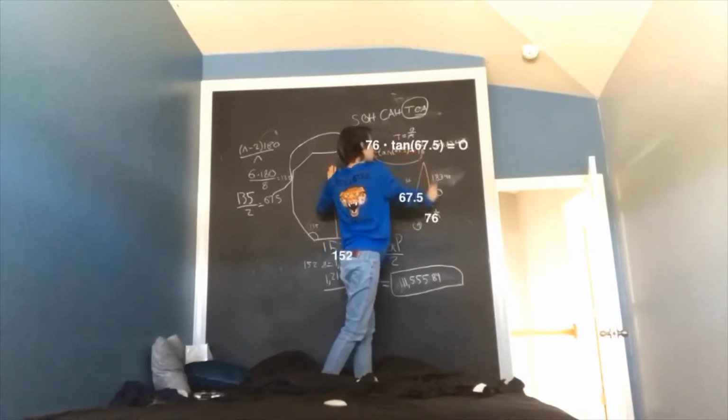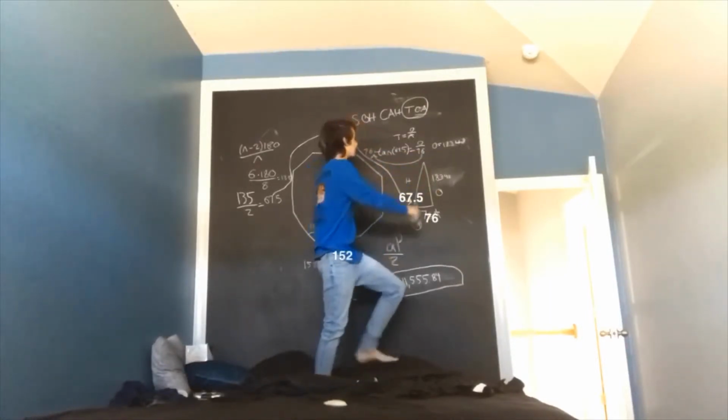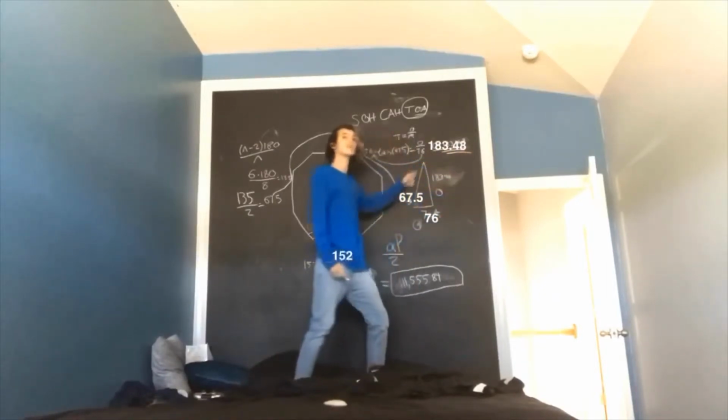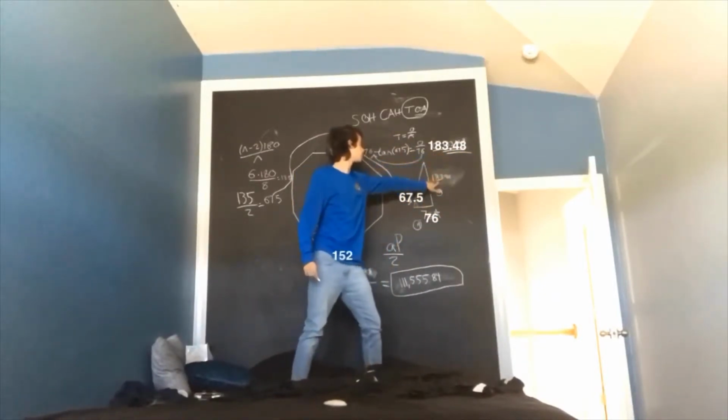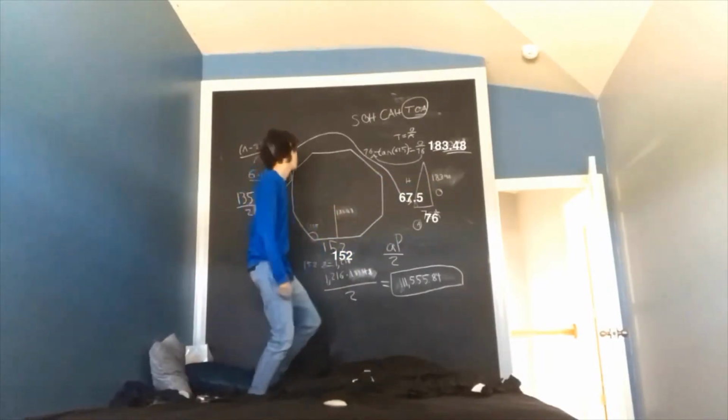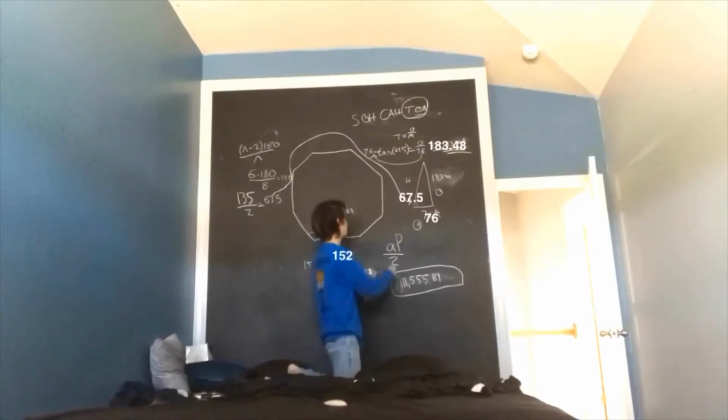So the equation would be tan 67.5 equals O over 76, but you have to get O by itself, so multiply 76 by tan of 67.5. And when you do that, you get 183.48 as your apothem.